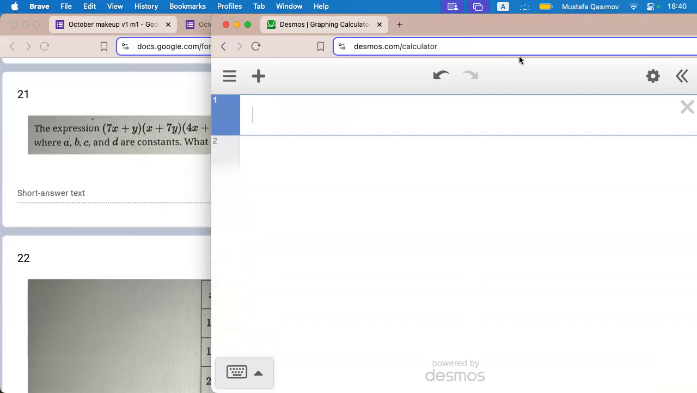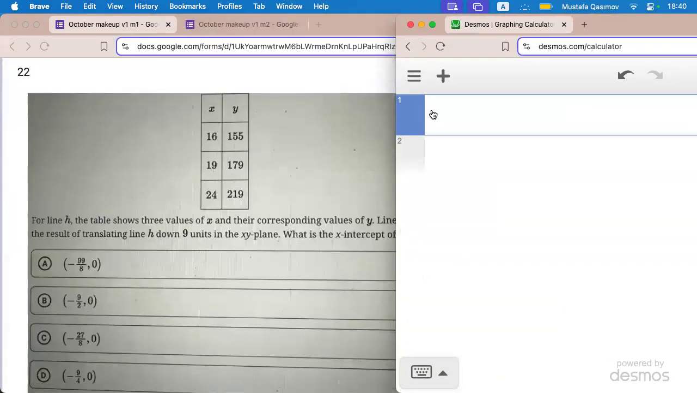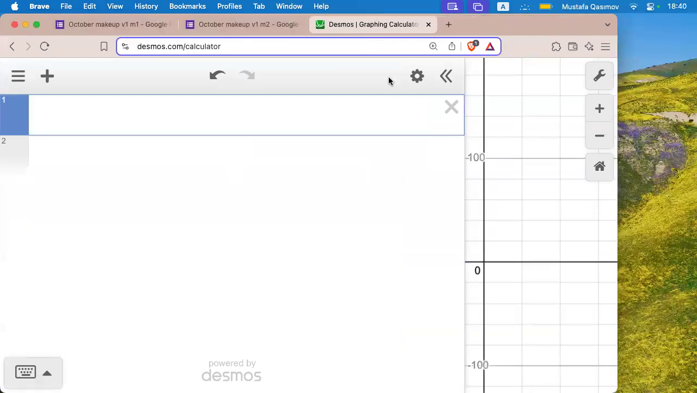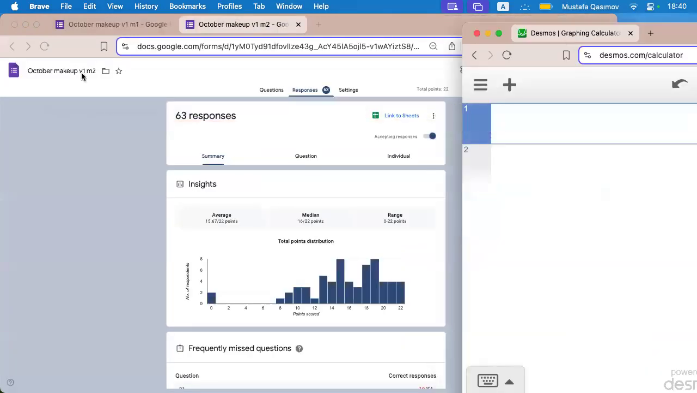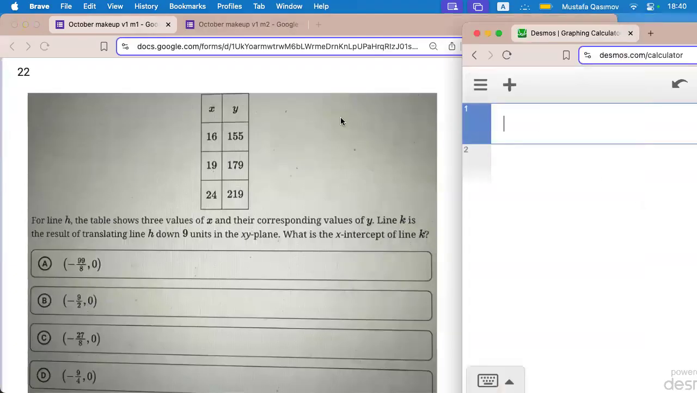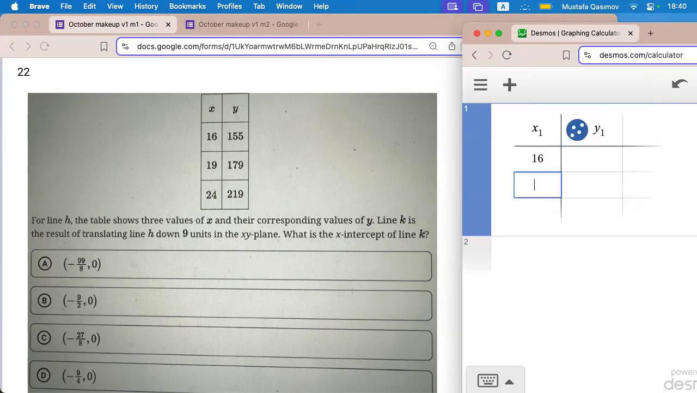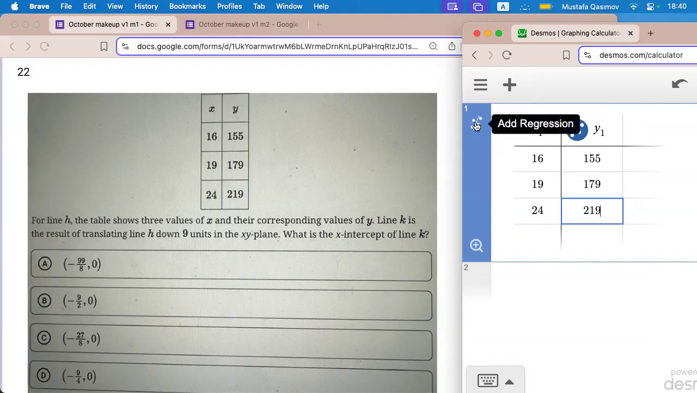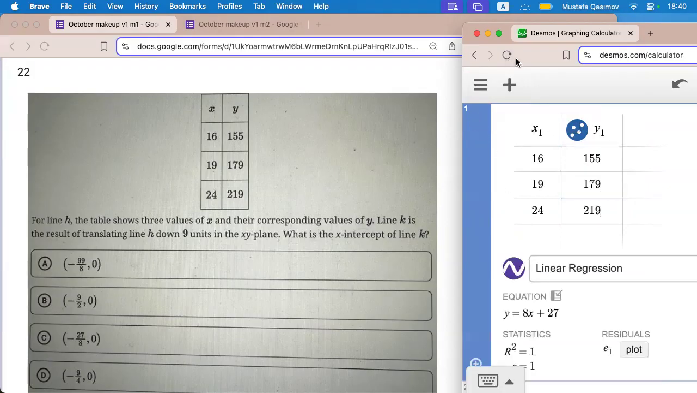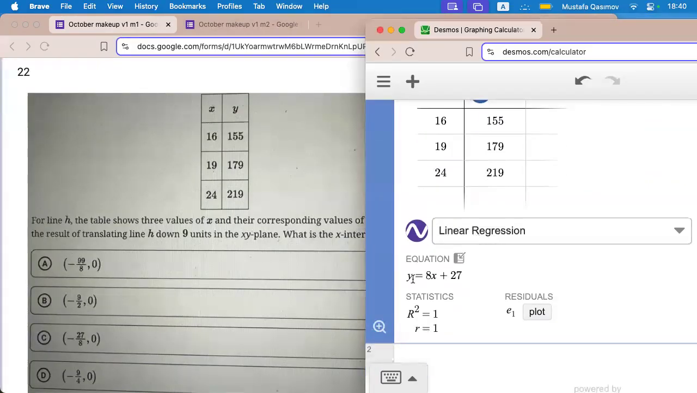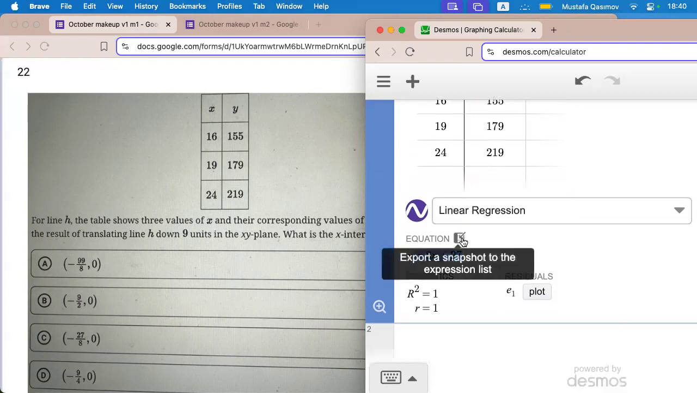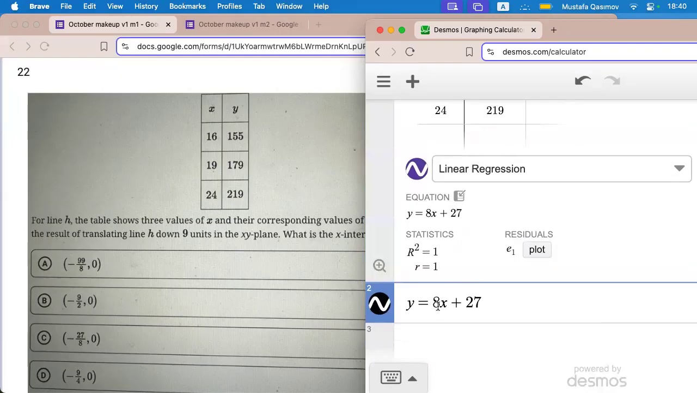Okay, last question, 22. It's from Question Bank and also I think from Blue Book. Okay, because they give us a table, let's use the table. Open it: 16, 19, 24, 155, 179, and 219. Then press this one, add regression. So we will get this answer. It is an equation. Because it's linear, you don't need to change it. It is linear already. Then press this one, export. Then we will get this function here.